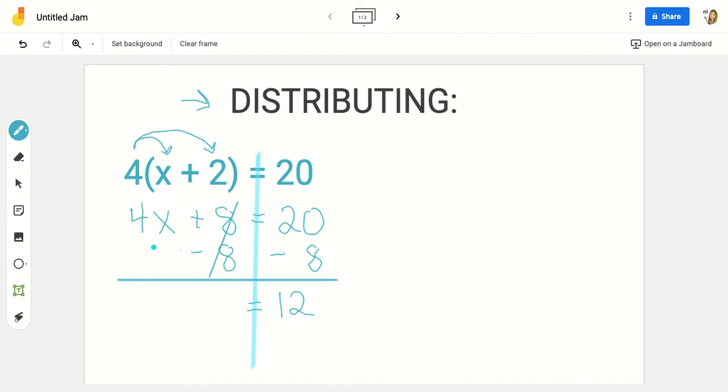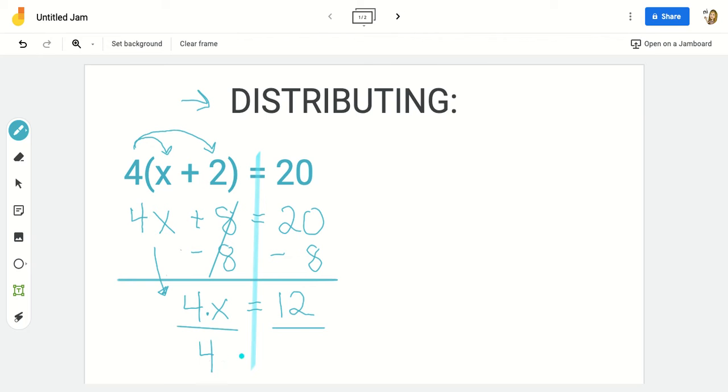And then I'm going to carry down this 4x that I haven't done anything with yet. It's important to remember that 4x means 4 times x. So again, I'm going to have to use inverse operations to isolate, or get, this x by itself. Since this is multiplication, the inverse of multiplication is division. So I'm dividing both sides by my coefficient, which is 4.